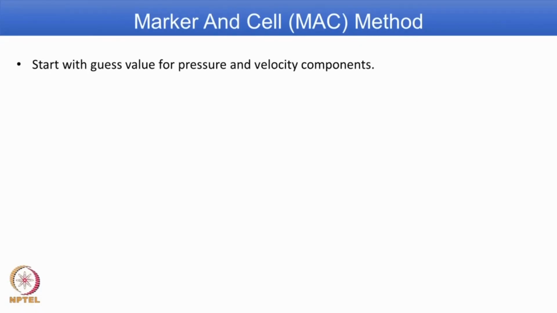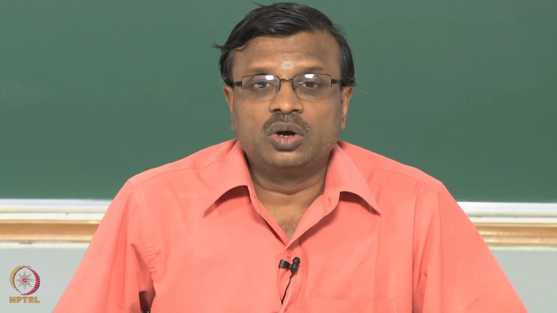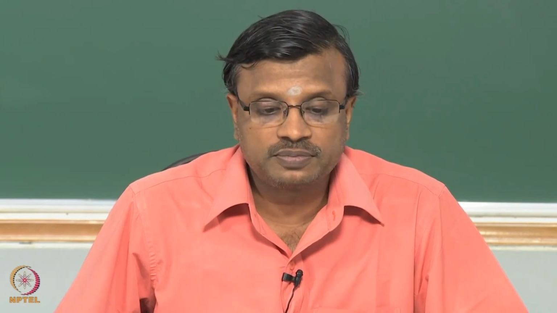Let us look at MAC algorithm first. This is otherwise called marker and cell method. For any calculation, once you define mesh and you decide the variable location, you are able to describe boundary conditions. But what about all the internal nodes? All the internal nodes are initialized with some guess value. This step is called initialization. So, you start the solution with a guess value of pressure and velocity component.